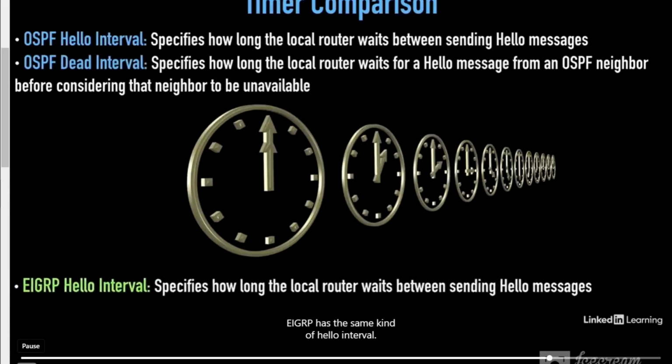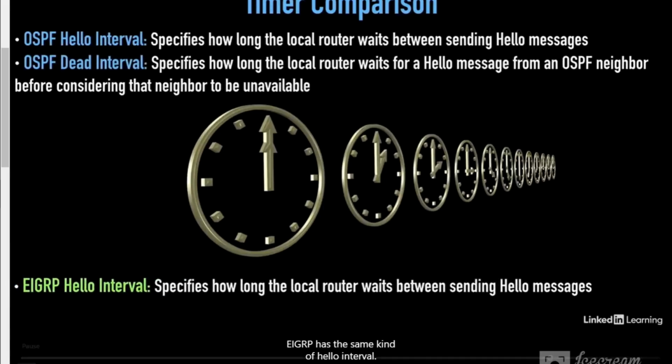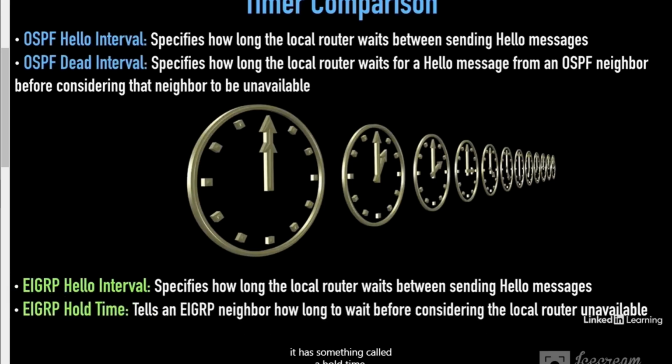EIGRP. EIGRP has the same kind of hello interval. It says how long are we as a router going to wait between sending our hello messages to our neighbor. But here's where it gets different. EIGRP does not have a dead interval. It has something called a hold time.